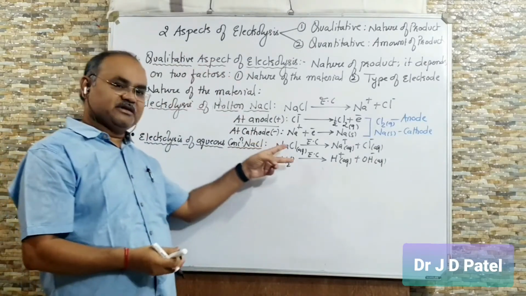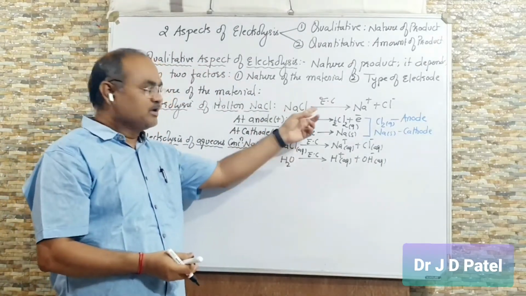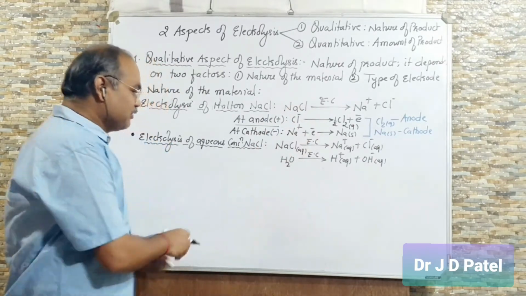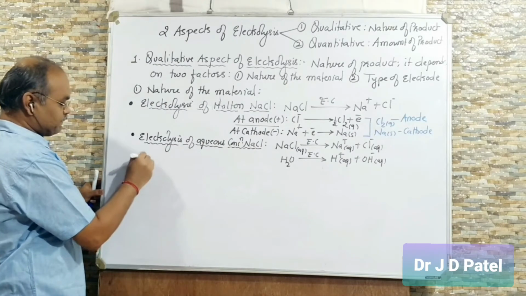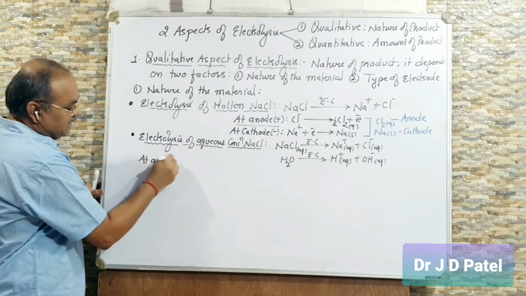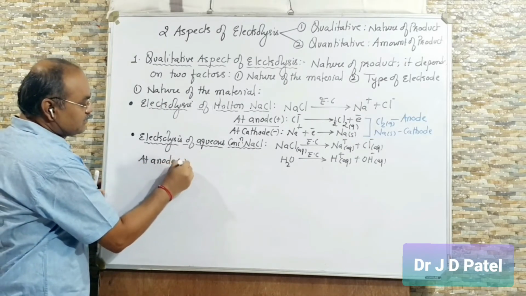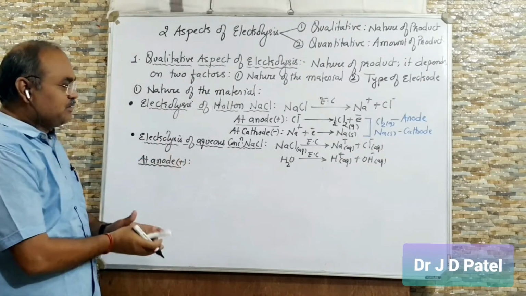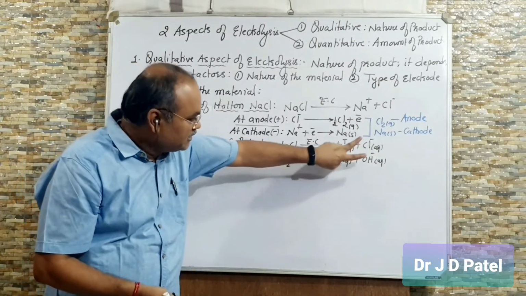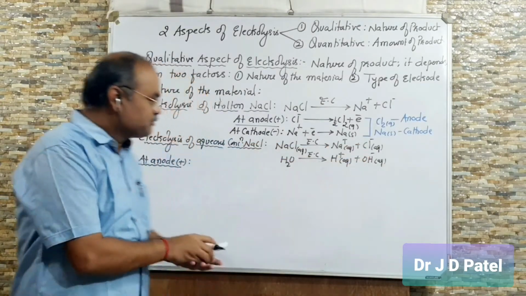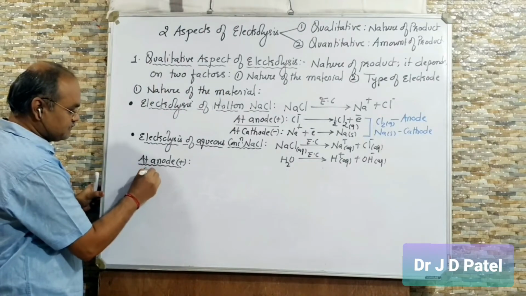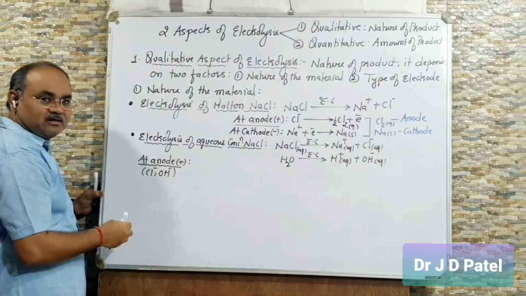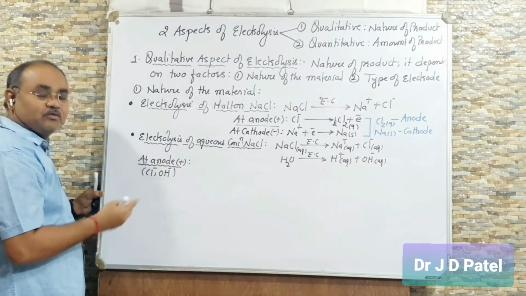Here there are two possibilities because water is there. In the molten case, molten means without water, so only one possibility is there. Let us see now what happens. At anode, which is positive, the negative ions are two, Cl minus and OH minus. Two possibilities are there. Now out of these two, who will undergo oxidation and who will undergo reduction?